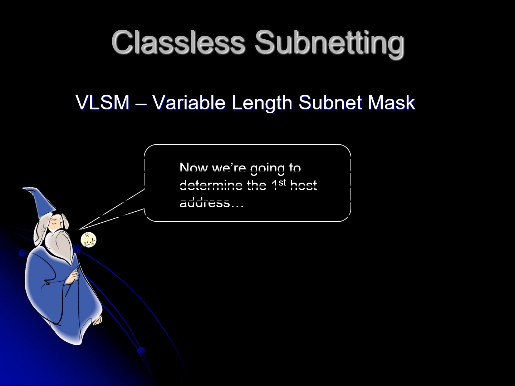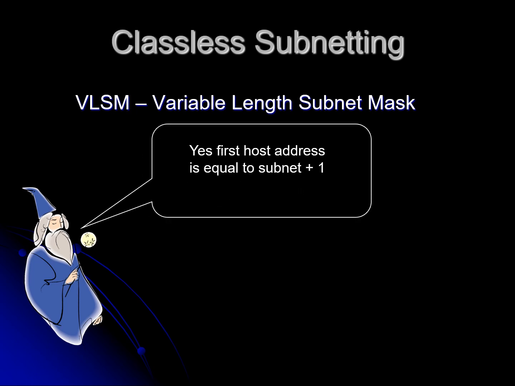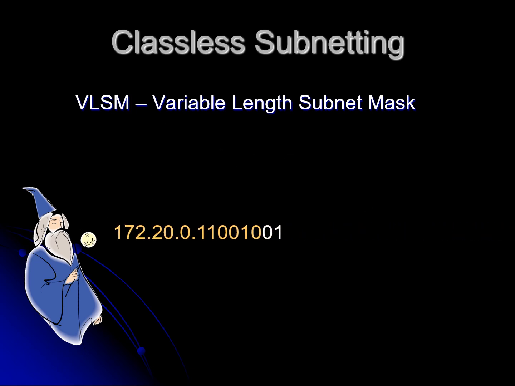Your first host address is subnet +1. In binary, it looks like so. That's your subnet, which is at .200, and then you add your 1. So the first IP address is 172.20.0.201/30.